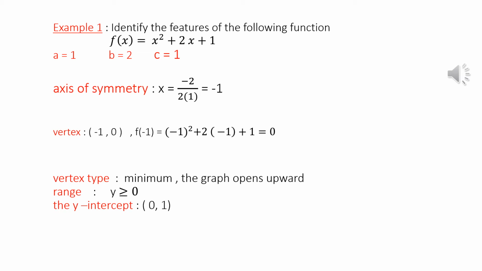Remember that to obtain the ordinate of the vertex, we need to replace x by minus 1 in the function. Since a is 1, the vertex type is minimum, and the graph opens upward. The minimum value of the graph is 0, so the range starts from 0 and above, so y is greater than or equal to 0. The point of intersection between the graph and the y-axis is 0, 1.